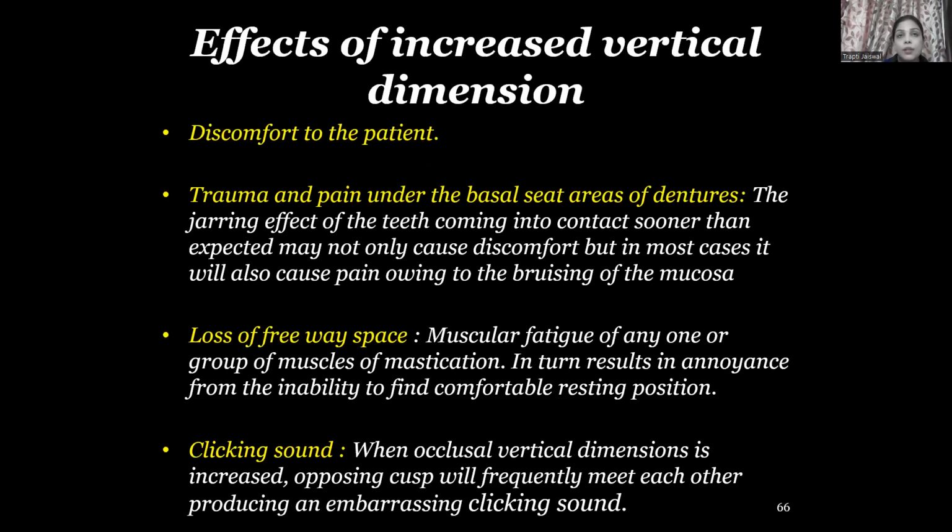So what if it is not recorded properly? What will be the effect of an increased vertical dimension? If the vertical dimension of occlusion is more, there is less freeway space, and the vertical dimension of occlusion is encroaching on the vertical dimension of rest, so freeway space is less than normal. What will be the effect? Discomfort to the patient, trauma and pain under the basal seat area of the dentures, because the teeth come into contact sooner than expected. There is no time of rest, and the teeth are coming into contact again and again.